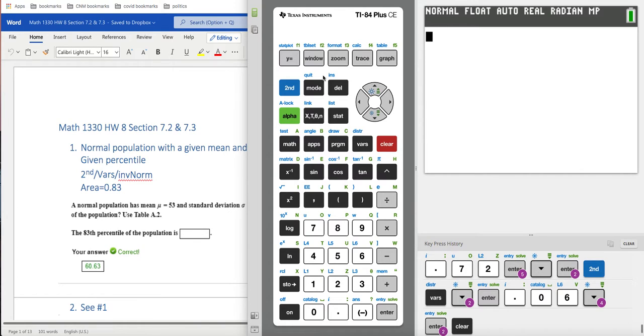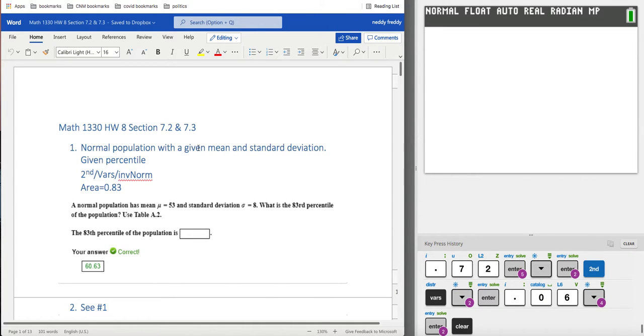This video is going to cover section 7.2 and 7.3 together. They use the same calculator functions as 7.1 did, but with just one small difference, and the questions are worded differently. So now it's a normal population with a given mean and standard deviation. For 7.1, it was the standard normal curve, so that meant the mean was always 0 and the standard deviation was always 1. And these you're going to be given that.